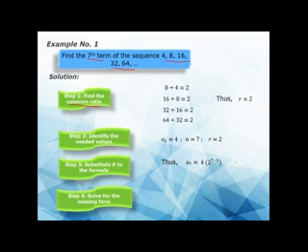And lastly, we have to solve for the missing term. Now, solving, we have 4 multiplied to 2 raised to the power of 6, and 2 to the power of 6 is equal to 64. And multiplying it to 4, we will have 256. Therefore, the 7th term of this certain sequence that is given to us is equal to 256.